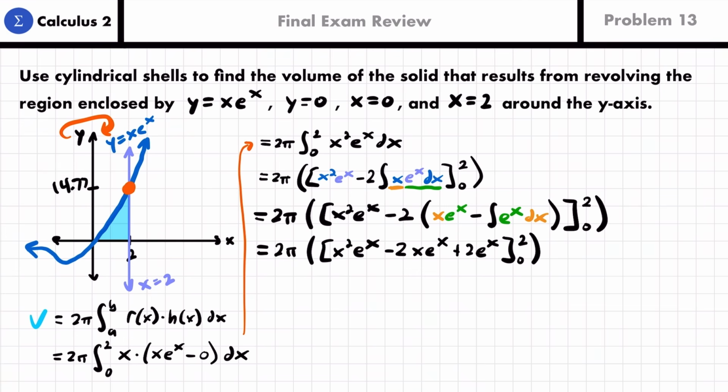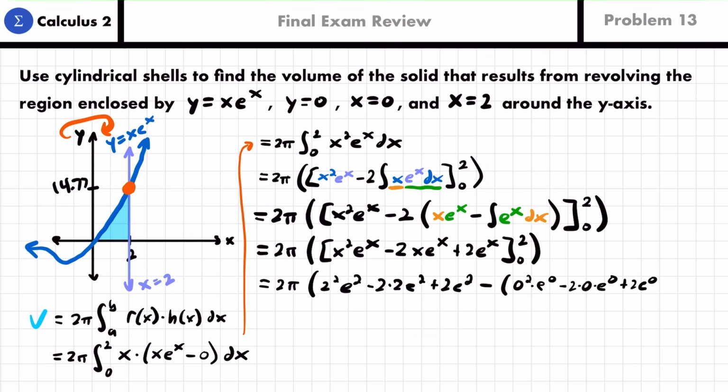All right, so now we want to plug 2 into this expression, and then subtract plugging in 0. Doing that, we will get 2 pi times plugging 2 in for x, so we have 2 squared times e squared minus 2 times 2 times e squared plus 2 times e squared. Then we will subtract plugging in 0, so 0 squared times e to the power of 0 minus 2 times 0 times e to the power of 0 plus 2 times e to the power of 0.